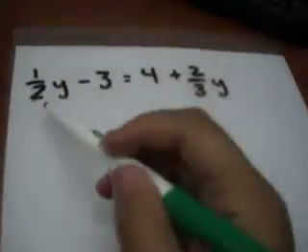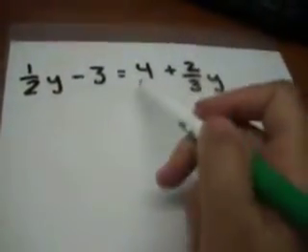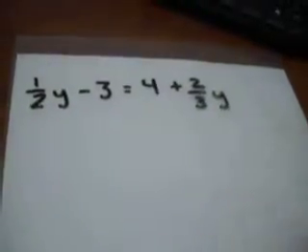So now I have 1/2 y minus 3 equals 4 plus 2/3 y.